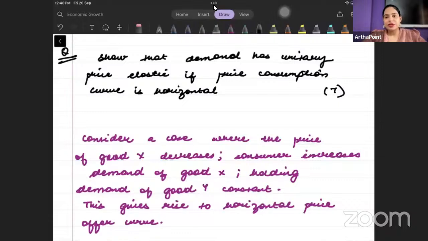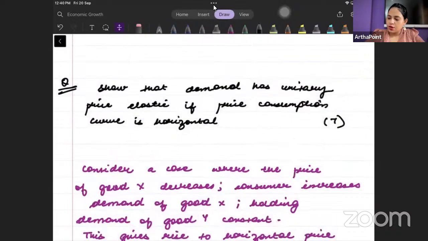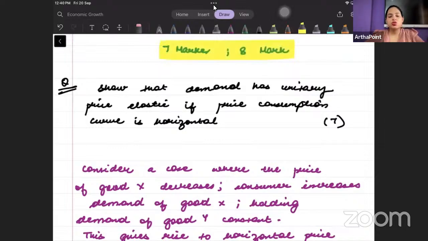Hi, good afternoon. Today, we are going to go ahead and take two questions. One is going to be a 7-marker question, and one will be an 8-mark question. Let us try to see how we should be attempting such questions and what kind of answers we can write for those questions.